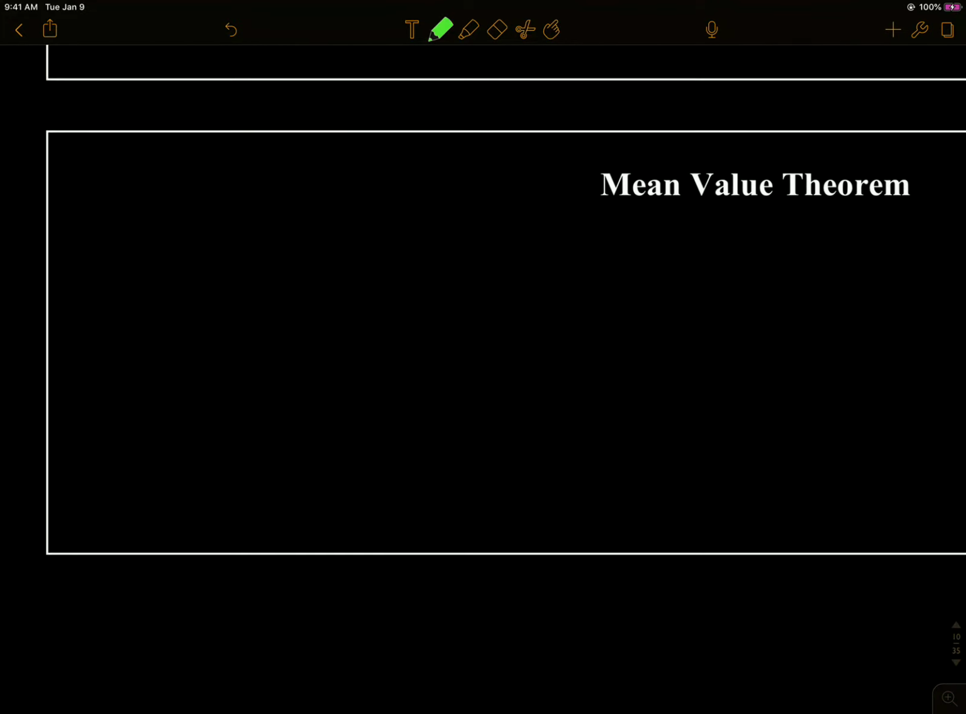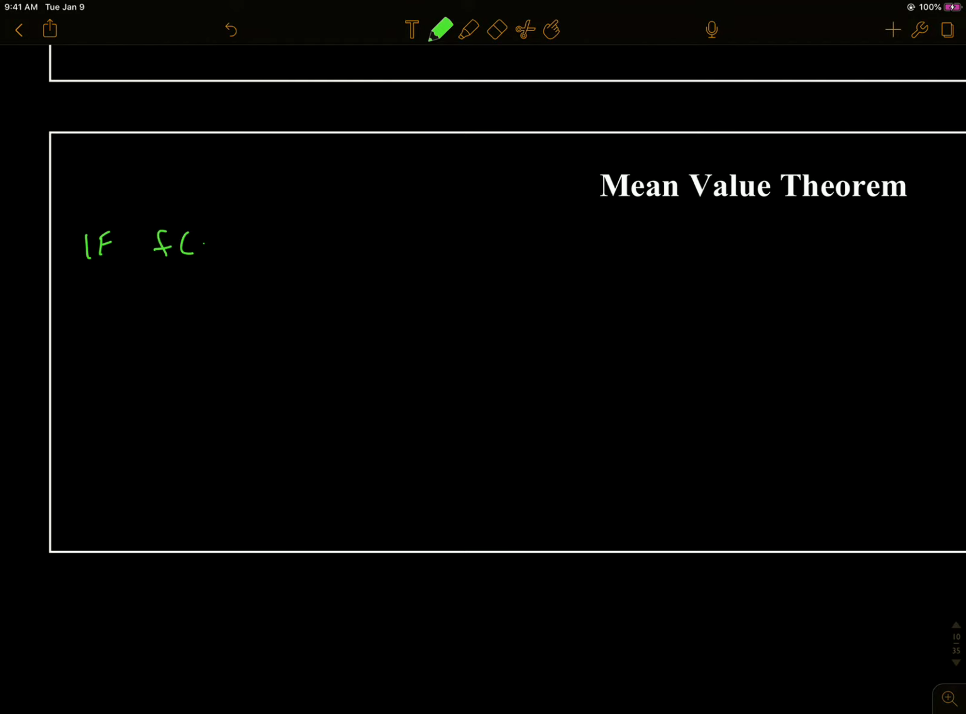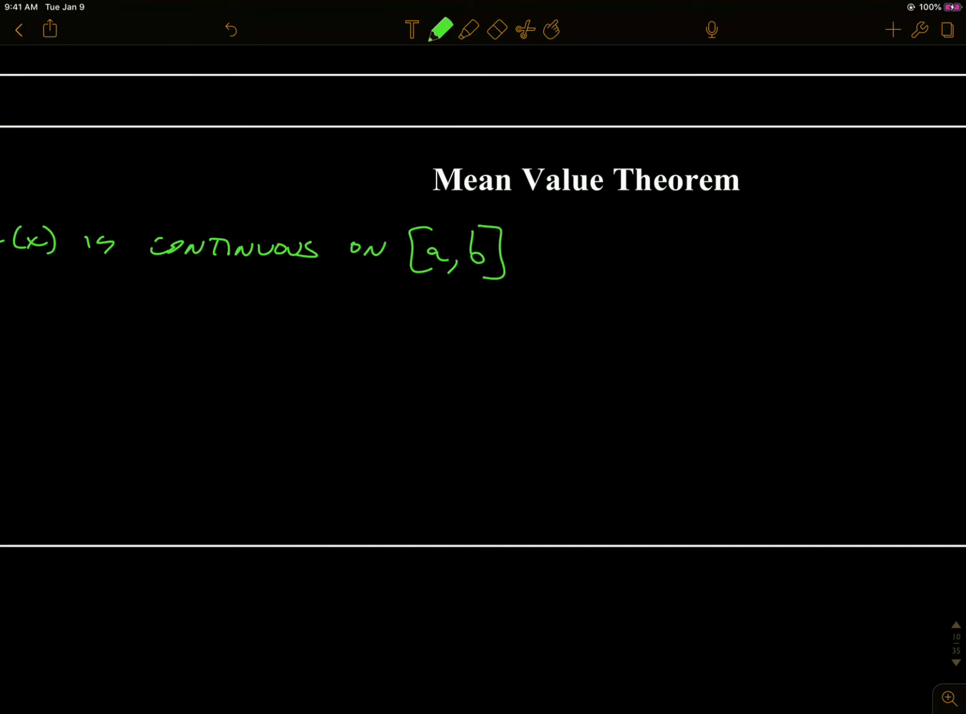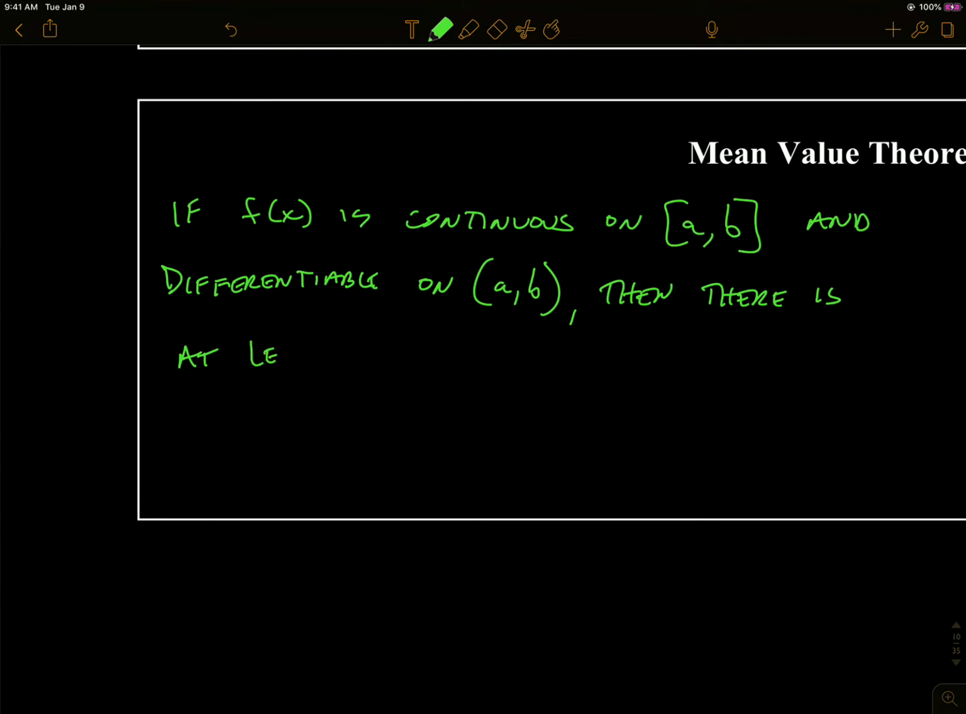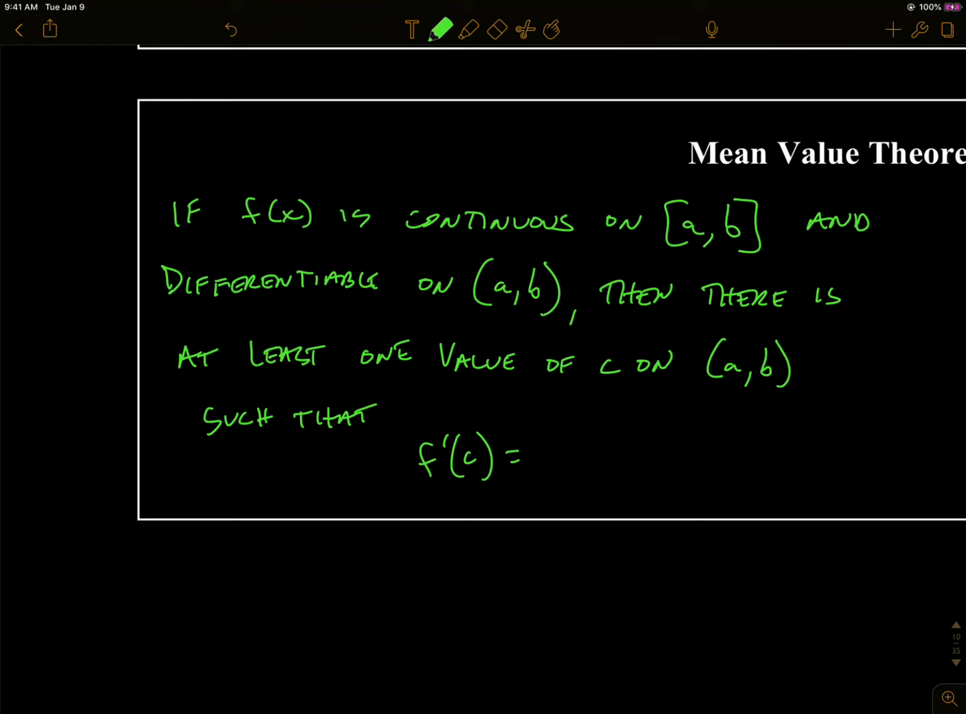Our mean value theorem is a more general version of Rolle's theorem. So we're going to say if f of x is continuous on the closed interval a to b and differentiable on the open interval a to b, then there is at least one value of c on the open interval, so we're not considering the endpoints, such that the instantaneous rate of change, or the slope of the tangent line f prime of c at that value c, is equal to the slope of the secant line of the endpoints, which is the average rate of change.